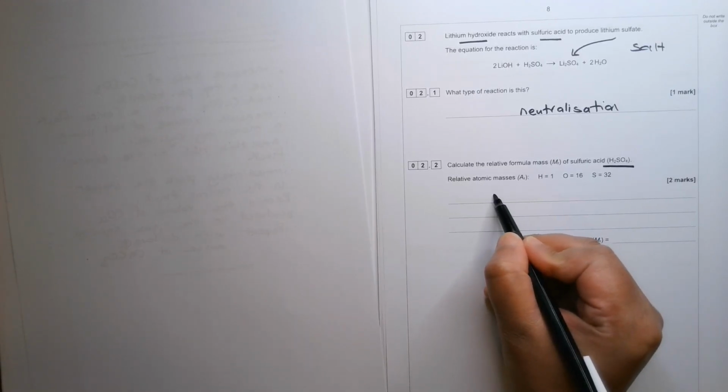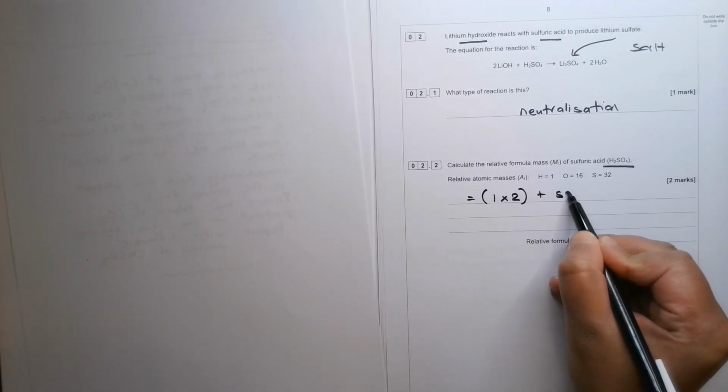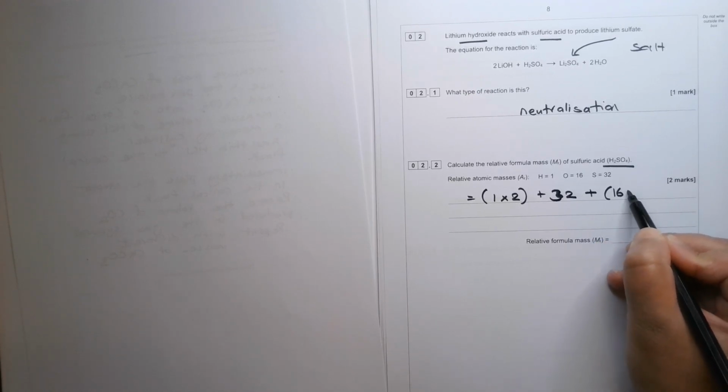Calculate the relative formula mass of sulfuric acid. Relative atomic masses are given. So I've got 2 hydrogen atoms. Relative atomic mass is 1. I will add on sulfur, 32. I will add on 16 times 4 because I've got 4 oxygen atoms. And if you put those numbers into a calculator, you should get 98. It's 2 marks.